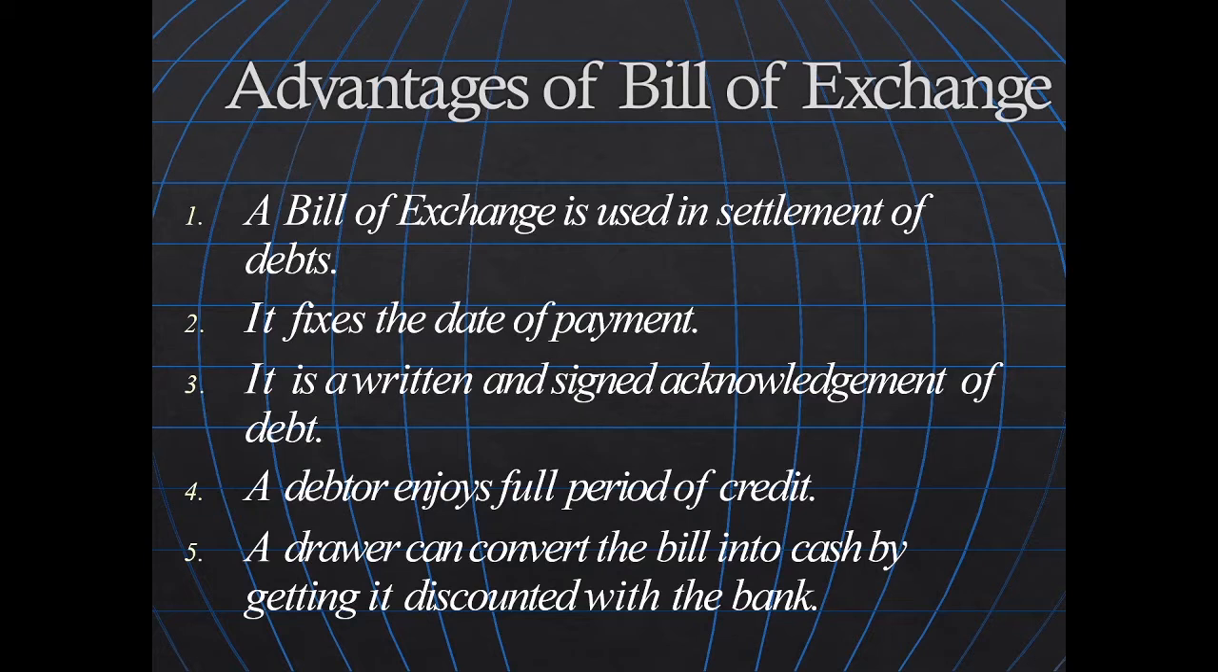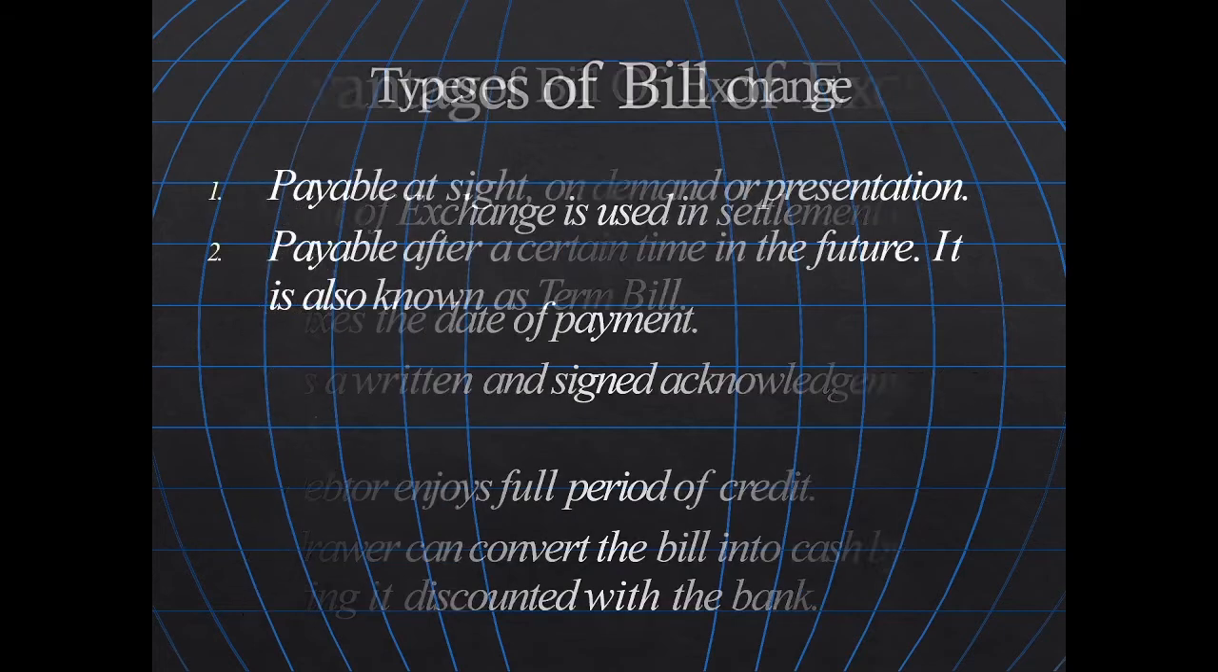And the drawer can convert the bill into cash by getting it discounted with the bank. So one facility to the drawer or seller is that in between the credit period, if money is required, he will automatically get it discounted with the bank for getting the cash before the time period.